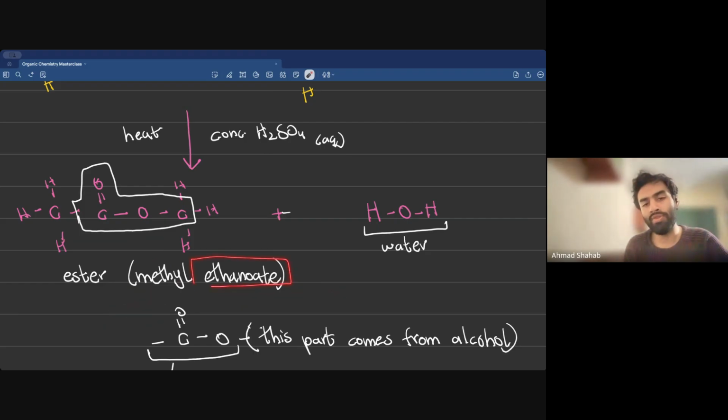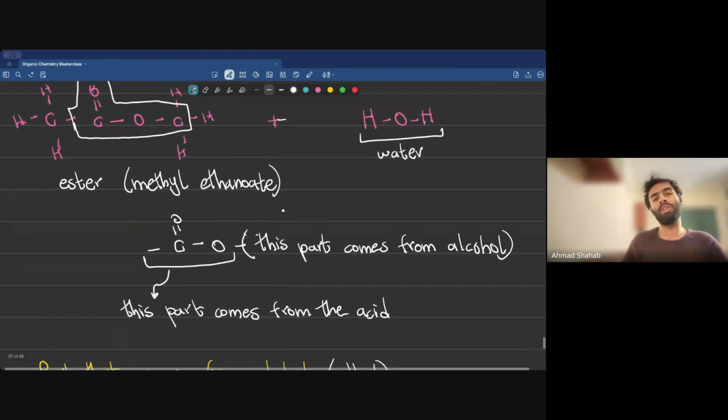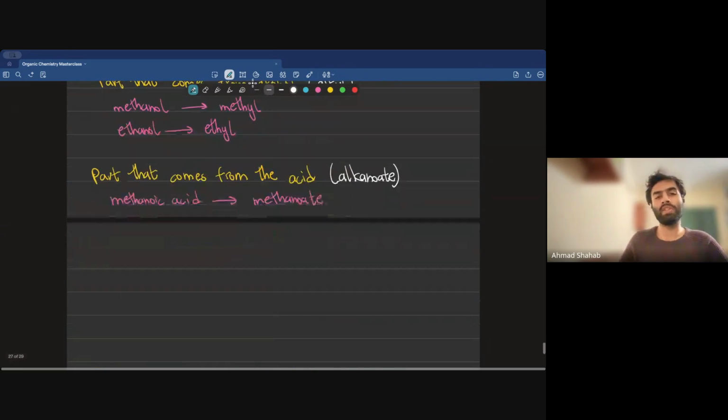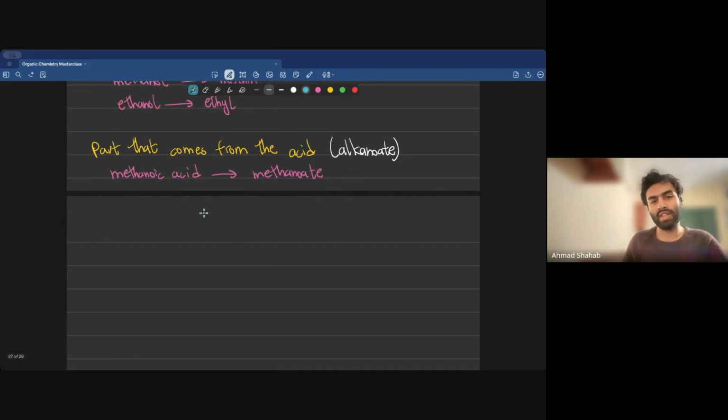And this is the rule. You cannot put ethanoate before methyl. The naming convention works as such that you put the alkyl group first and then the part that came from the carboxylic acid later. So right, this was methyl ethanoate. Let me give you another example.